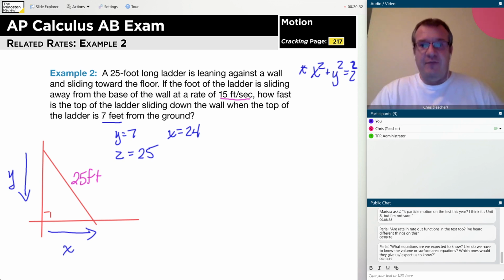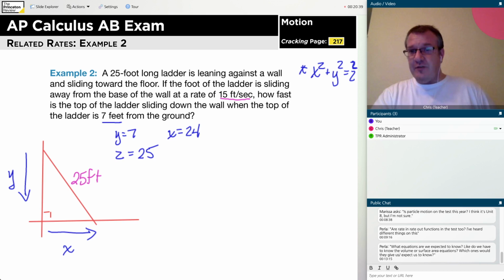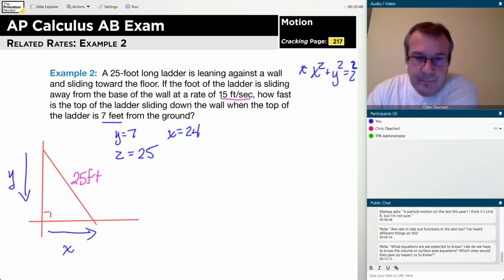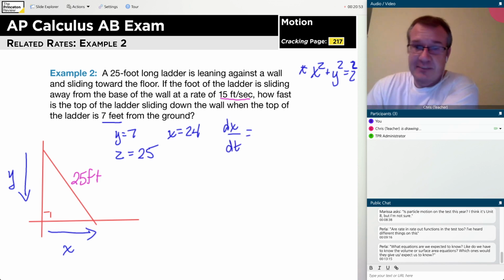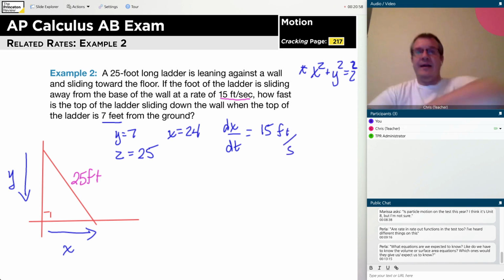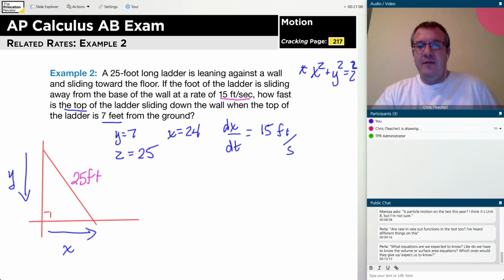So the foot of the ladder is sliding away from the base at a rate of 15 feet per second. Again, let the units help you. I have feet to the first power divided by seconds to the first power. That's just a differential. And so it's dealing with the base sliding out. I know I've got the dx/dt, only because, again, that's my horizontal displacement. And I have to find, according to the question, the top of the ladder sliding down.